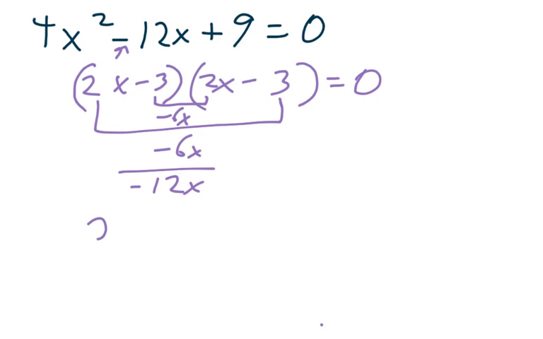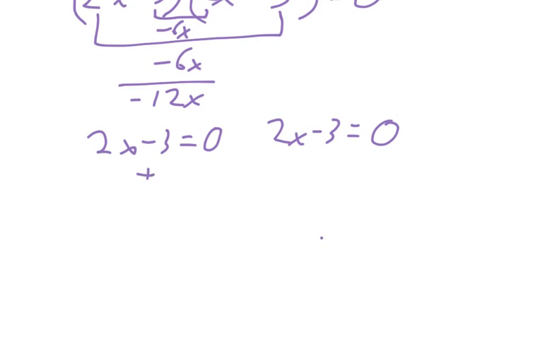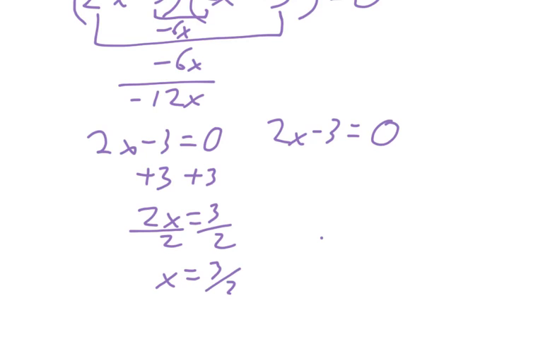So we got the same answer, which means we have 2x minus 3 and 2x minus 3 equals 0. Now it's silly to say I have the same equation twice, so I'm just going to solve it once. And we get x equals 3 halves as our double root, because if I would have solved this one over here, we would have gotten the same answer.